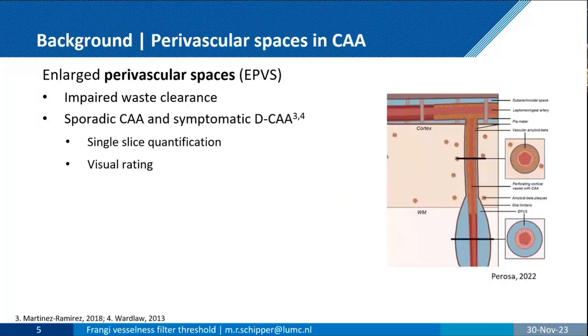Yeah, so again, we see these enlarged perivascular spaces in the same vessels or just below the portion of the vessel in which we see amyloid beta accumulation, indicating that there is some kind of interplay between these two. There is a relationship between the accumulation of the amyloid and these enlarged perivascular spaces. Enlarged perivascular spaces have been shown both in sporadic CAA, but also in symptomatic DCA. And this has been done through single slice quantification and through visual rating.